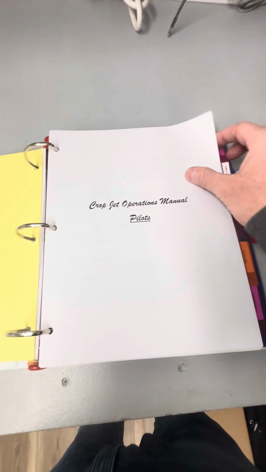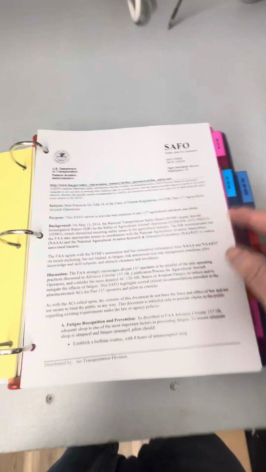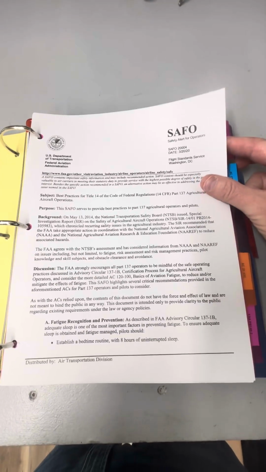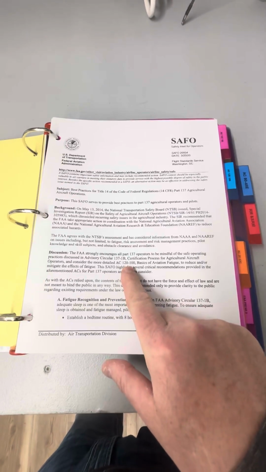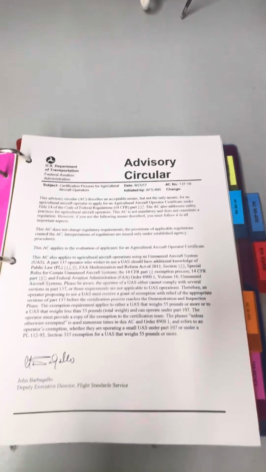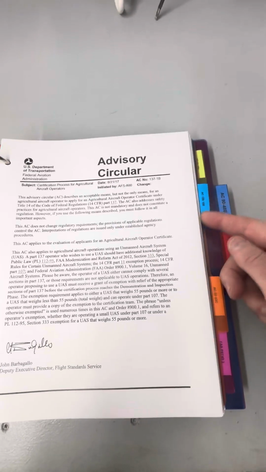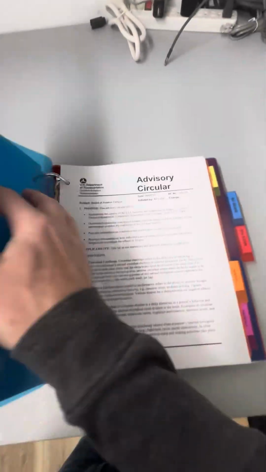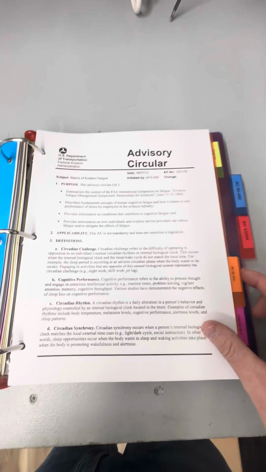Then we have the ops manual that I sent you. Then we have the SAFO that I'm going to send you the link to today. Then inside that, you can see like the AC 137-1B, the AC 120-100. Those are all of the inner ingredients that are then in that. So we have AC 137-1B in their manual. They should read that, right? That is a thing. Then we have the AC 120-100, which is the basics of aviation fatigue.